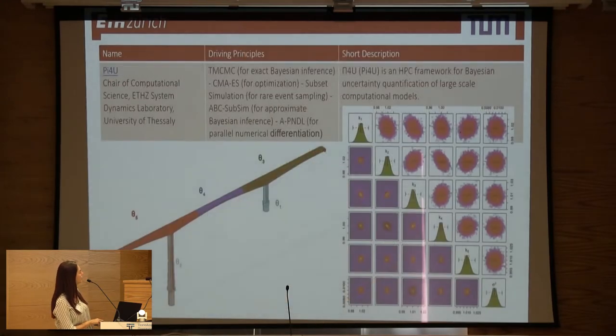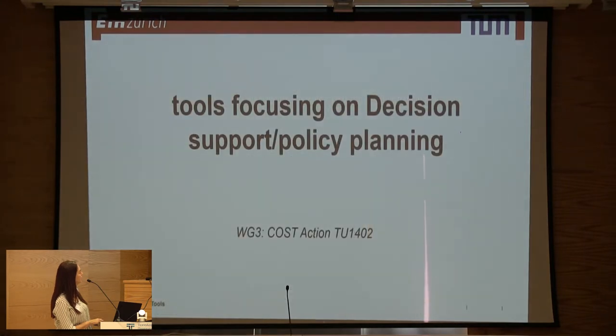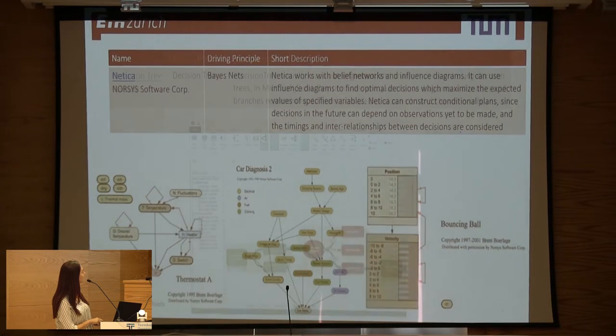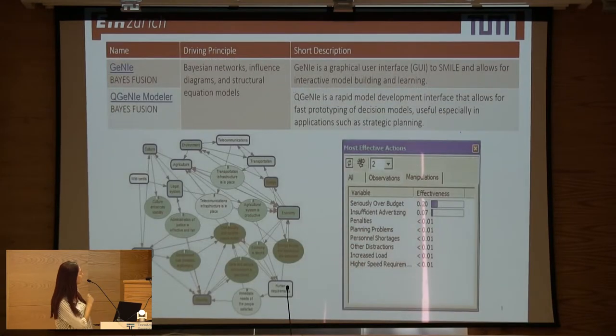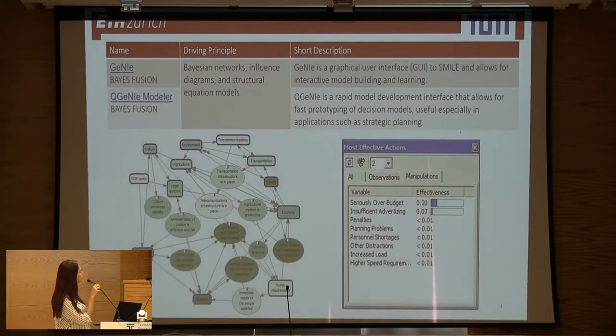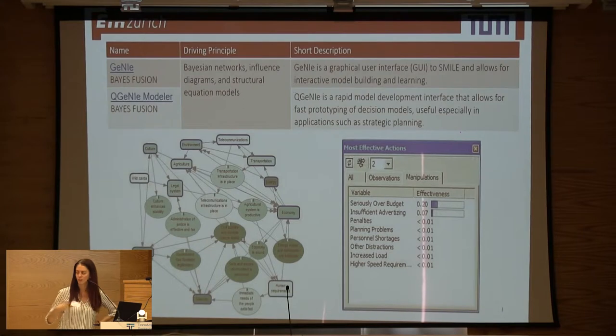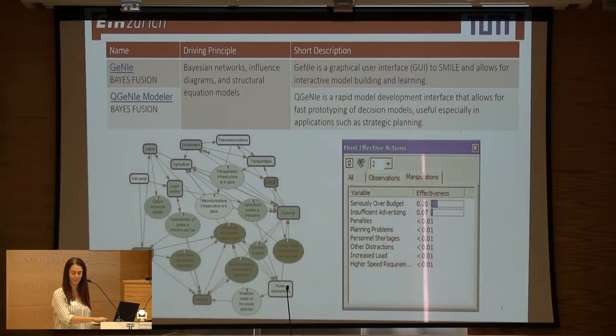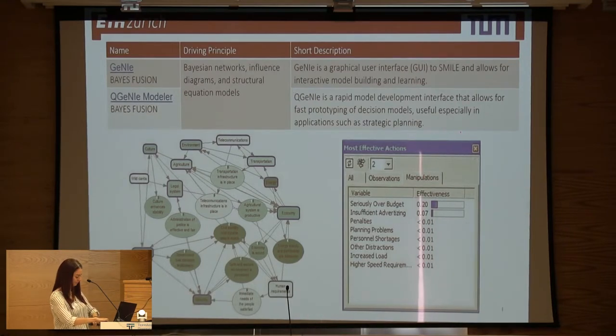And actually, not me, this will be by Elizabeth, on the use of Genie, which is a software that can be used as a modeler or a graphical user interface for Bayesian networks. So maybe we could switch to briefly go over the example. Okay.